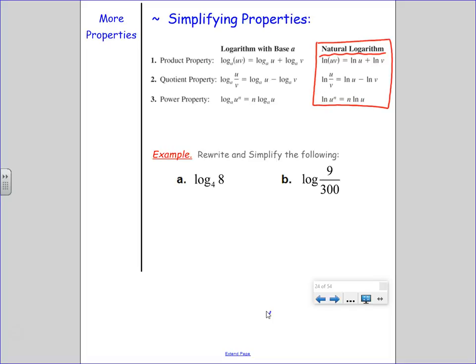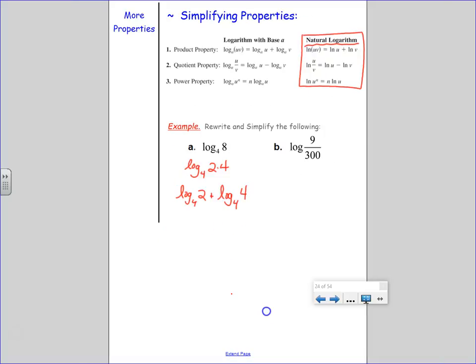Now, hold on. Can I rewrite 8 as a power of 4 like you did in last night's homework? 4 to the 1 is 4, 4 to the 2 is 16, 4 to the 3 is... Well, if I can't rewrite, is there a 4 in 8? Okay, so hold on. What can I rewrite 8 to be? 2 times 4. That's weird. I wonder what they want me to do. Product property. Now I have a times. Log base 4 of 2 times 4. Oh, that's product. Okay, product property. Log base 4 of 2 plus log base 4 of 4. Can I simplify any of that?